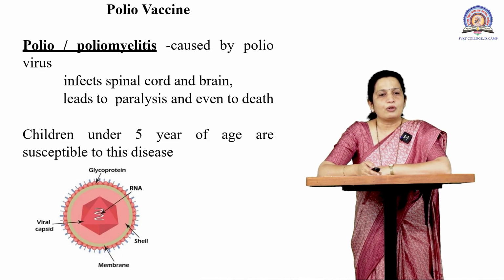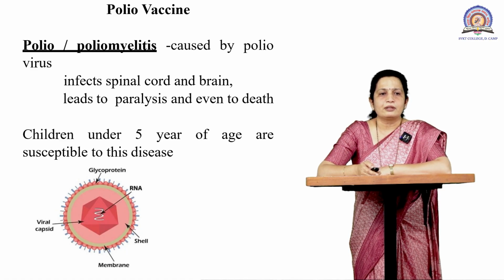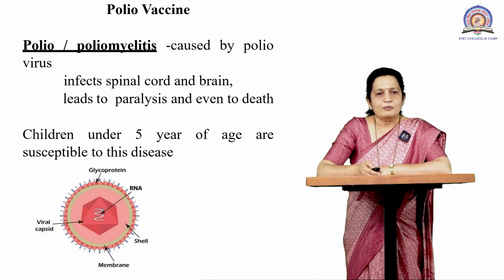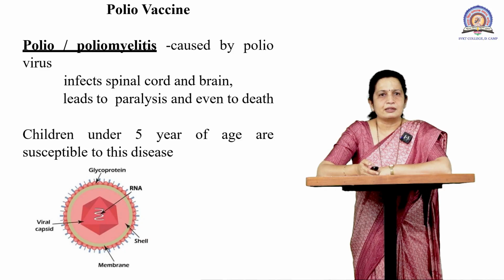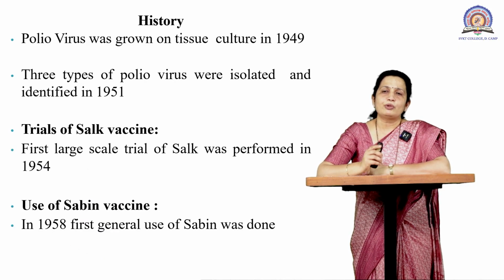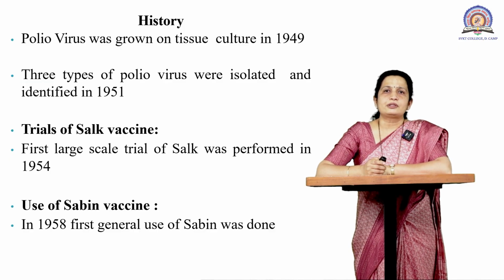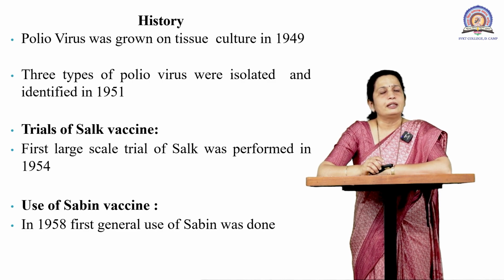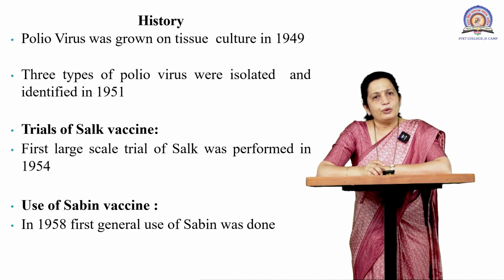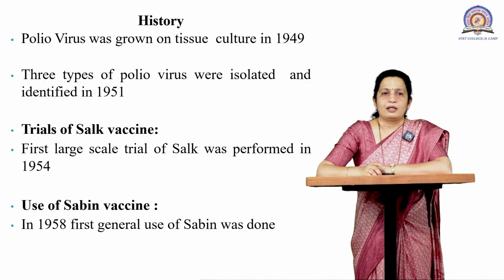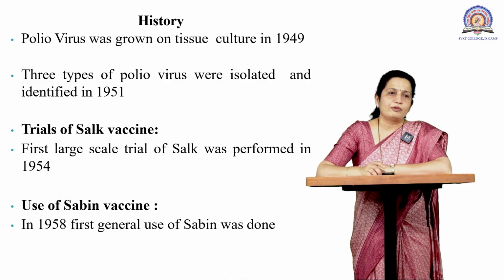This is the structure of the polio virus. It is an RNA virus. It has glycoprotein, it has a capsid, and it has a membrane. For vaccine we have to grow the organism, and the polio virus was first grown using tissue culture technique in 1949. Polio disease is caused by 3 different serotypes of the polio virus. They were isolated and identified in 1951.